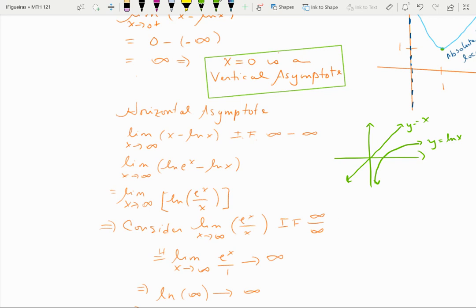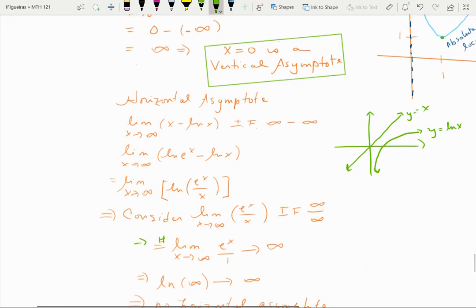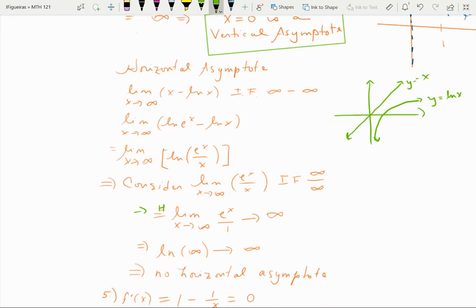When I apply L'Hopital's rule on the next line, remember I use that little h to indicate that I'm using L'Hopital's rule. You take the derivative of the numerator and the denominator, so I get e to the x over 1. As x approaches infinity, e to the x grows very quickly. 1 is a constant, so this is no longer L'Hopital's rule. So this limit is approaching infinity. If the limit of the quotient is approaching infinity, then ln of infinity will also be infinity, and therefore there is no horizontal asymptote. So we only have a vertical asymptote to keep track of.